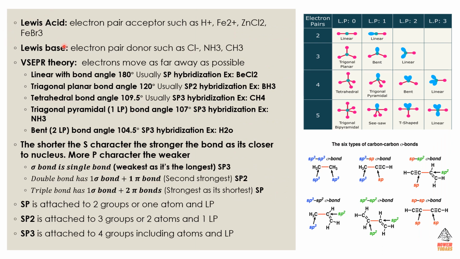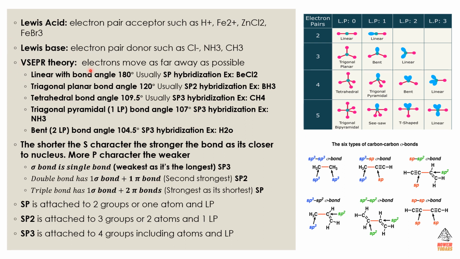A Lewis acid is an electron pair acceptor, such as H plus, hydrogen plus, Fe2 plus, zinc chloride and FeBr3. A Lewis base is an electron pair donor, such as Cl minus and CH3 minus.